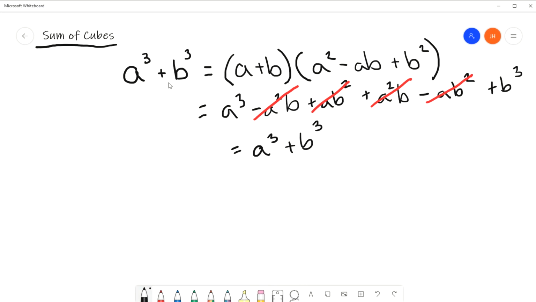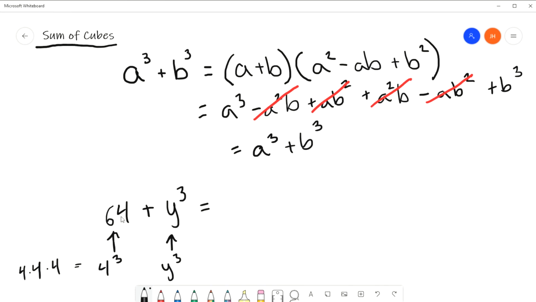So let's look at an example. What if I had 64 plus y to the power of 3? So we know y cubed is y to the power of 3. What's 64? 64 is actually 4 to the power of 3 because 4 times 4 times 4: 4 times 4 is 16, 16 times 4 is 64. So what does this factor into?